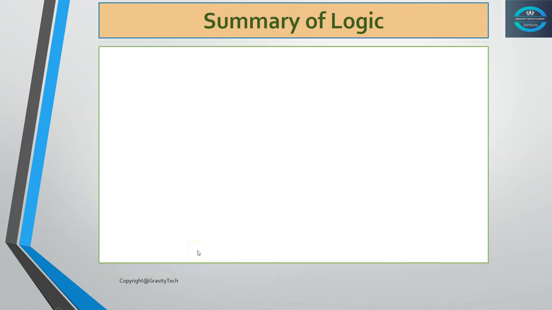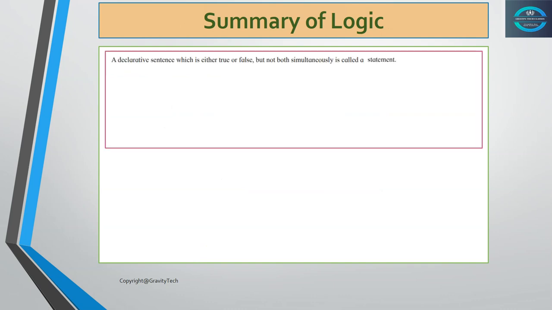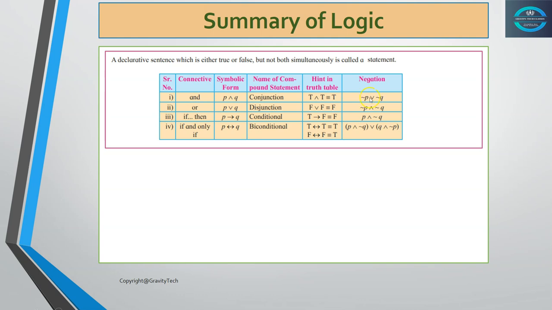That was the one. Now, what is the summary of the complete chapter? Right, very first thing, a declarative statement which is either true or false but not simultaneously is called as a statement, right? ऐसा assertive statement कि जिसका वैल्यू इधर ट्रू और फॉल्स है लेकिन दोनों नहीं होते उसको बोलते हैं स्टेटमेंट. Now what are the basically connectives? एंड के लिए हम P and Q यूज करते हैं, उसे कंजक्शन भी बोला जाता है. एंड उसका हिंट क्या है ट्रूथ टेबल के लिए? अगर दोनों T है तो T, right. उसका निगेशन क्या आएगा? Negation of P or negation of Q.